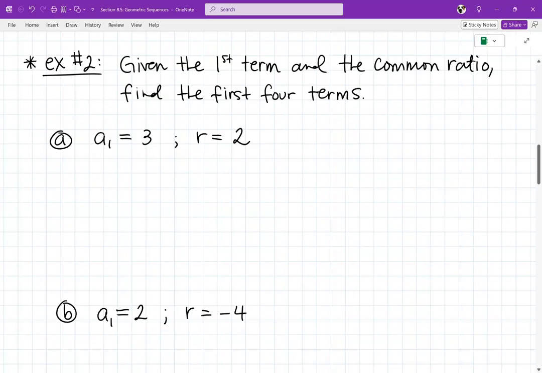So example number 2. Given the first term and the common ratio, find the first 4 terms. So they want me to find the first 4 terms. So 1, 2, 3, 4. Given the first term and the common ratio, find the first 4 terms.